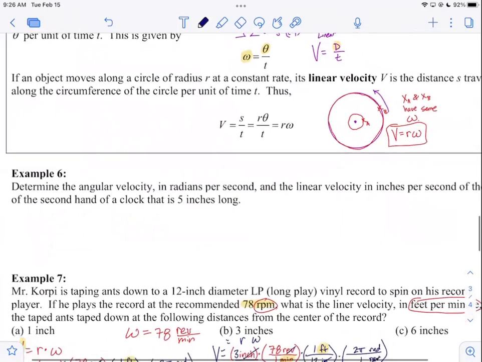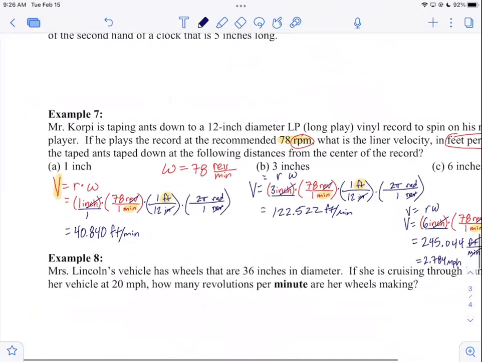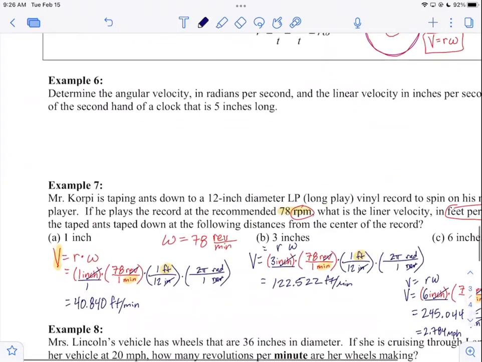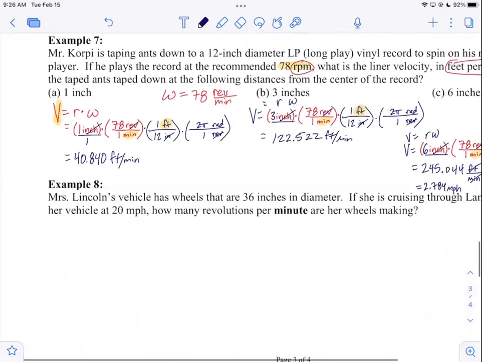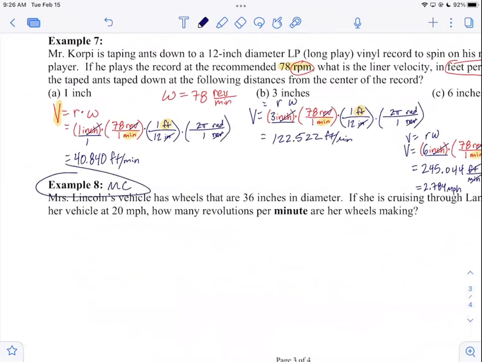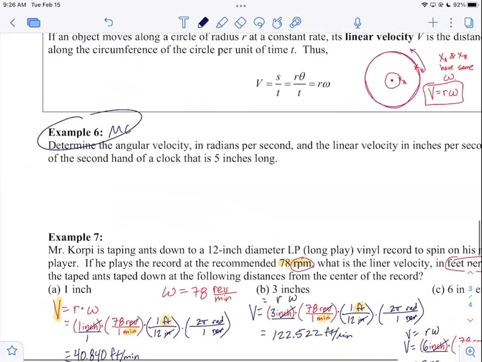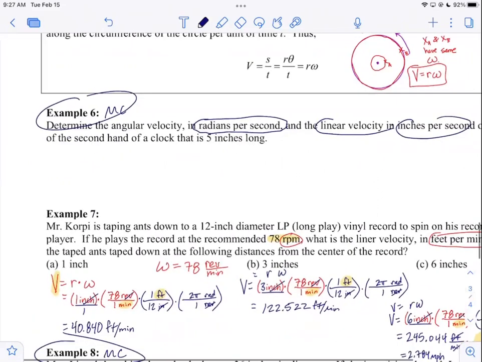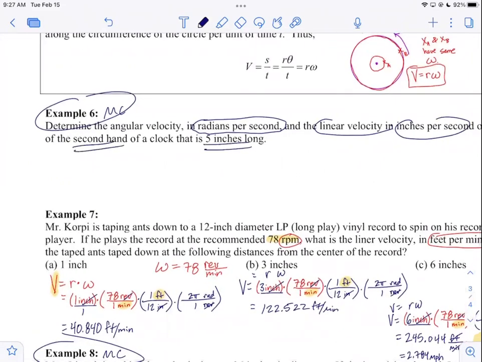Let's go ahead and look at example 6 and example 8, because you're going to have a multiple choice question like example 6, and you're going to have a multiple choice question like example 8. These are the last two we're going to do. Number 6. Find the angular velocity in radians per second. Angular velocity, again, could be any units like rotations, degrees, radians per unit of time. So I'm specifying. And the linear velocity in inches per second of the tip of the second hand of a clock that's 5 inches long.